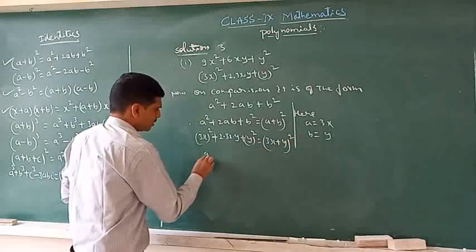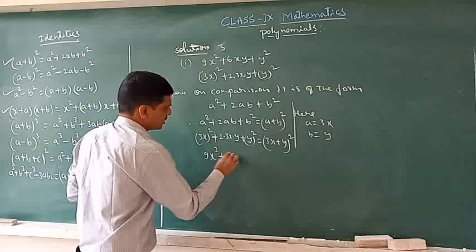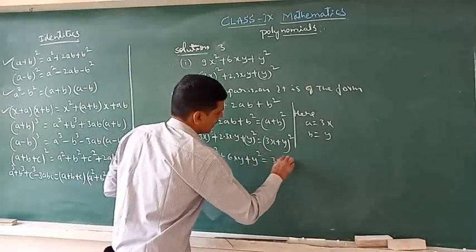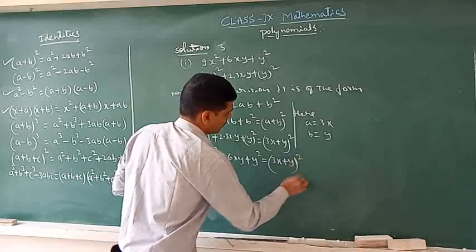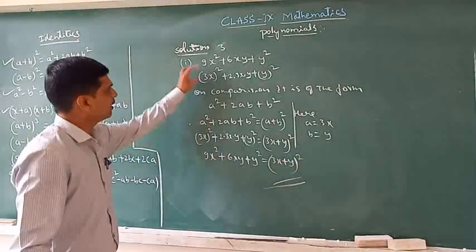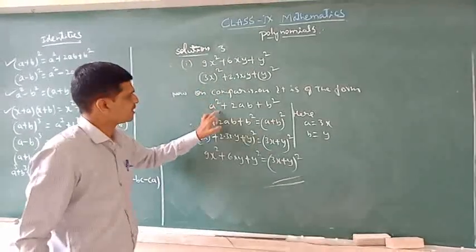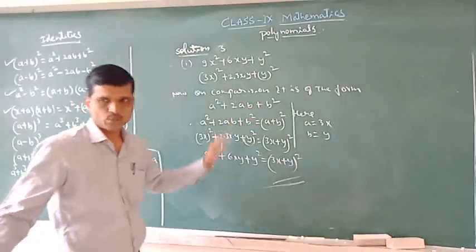So on simplification we will get 9x square plus 2 3s are 6xy plus y square, it is equal to 3x plus y whole square. So this is the simplification of the given polynomial by using the suitable identity, that is a square plus 2ab plus b square.